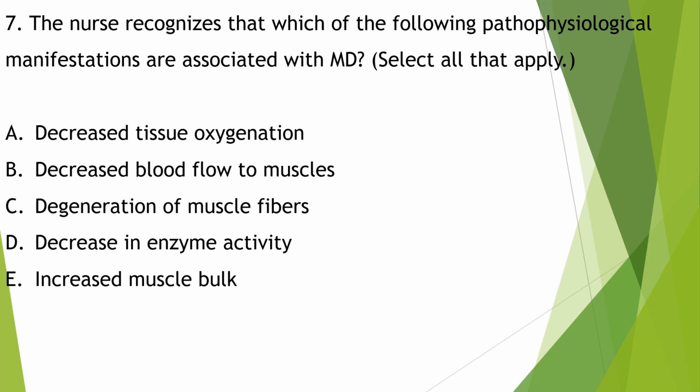Also related to the enzyme activity, it is increased. So the pathophysiological manifestations associated with muscular dystrophy are decreased tissue oxygenation, decreased blood flow to muscles, degeneration of muscle fibers.